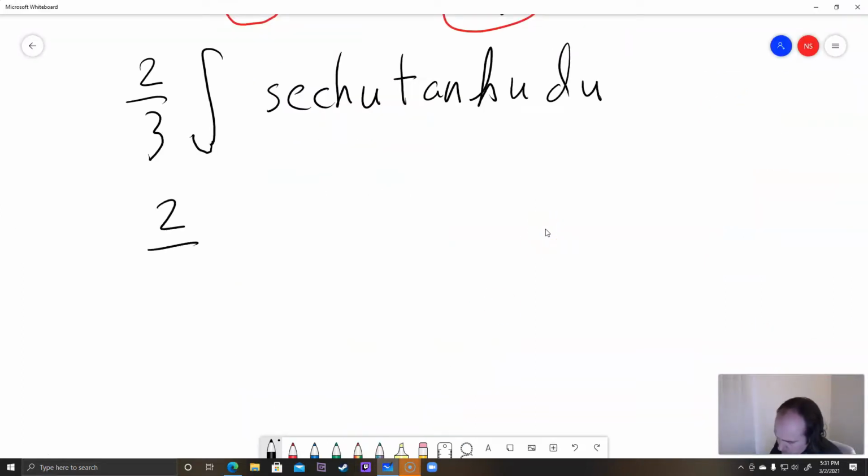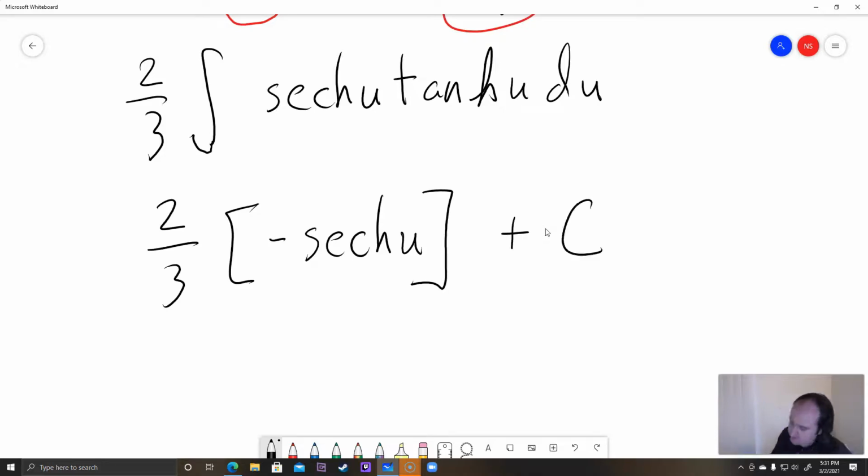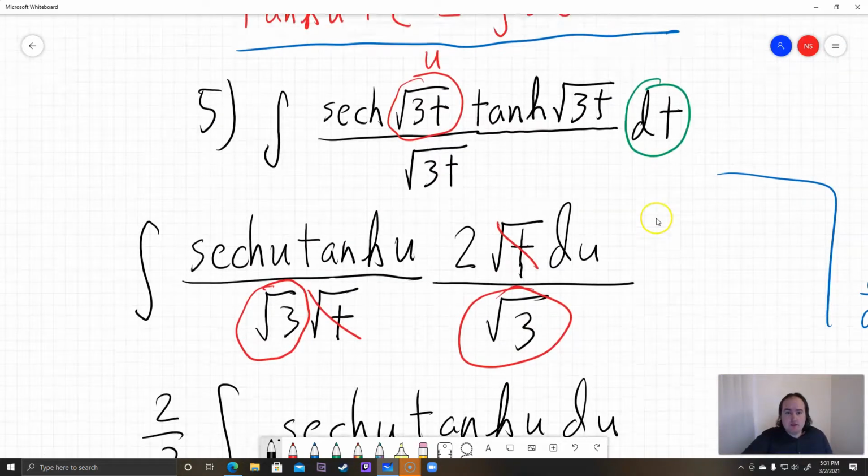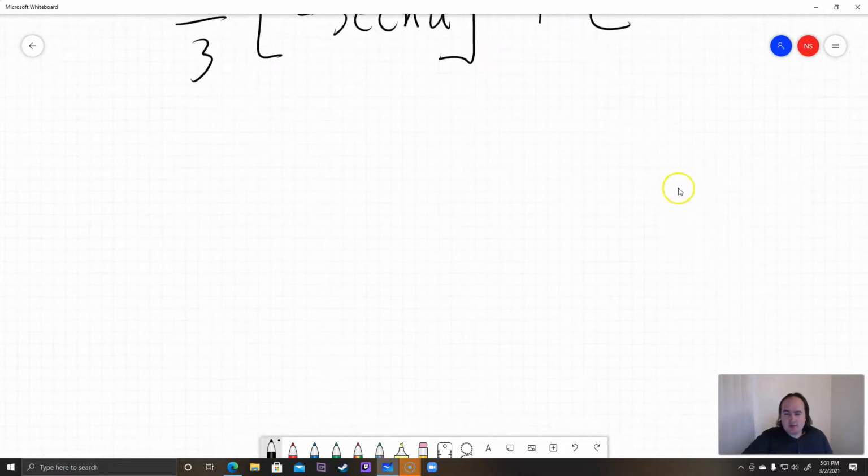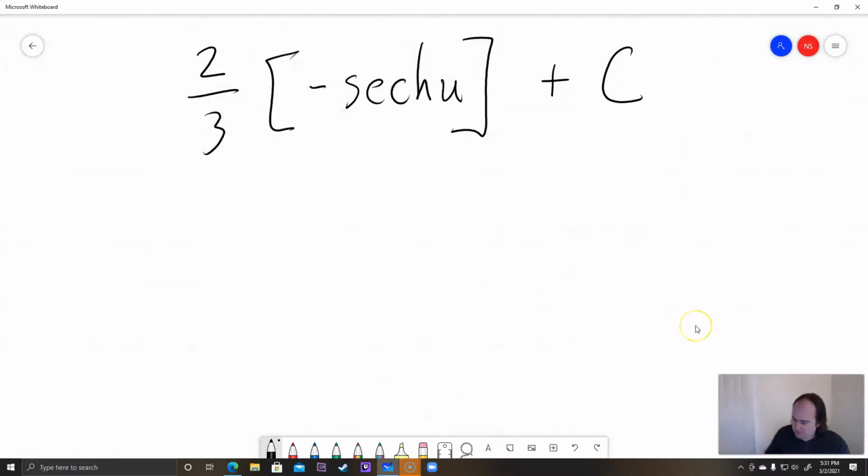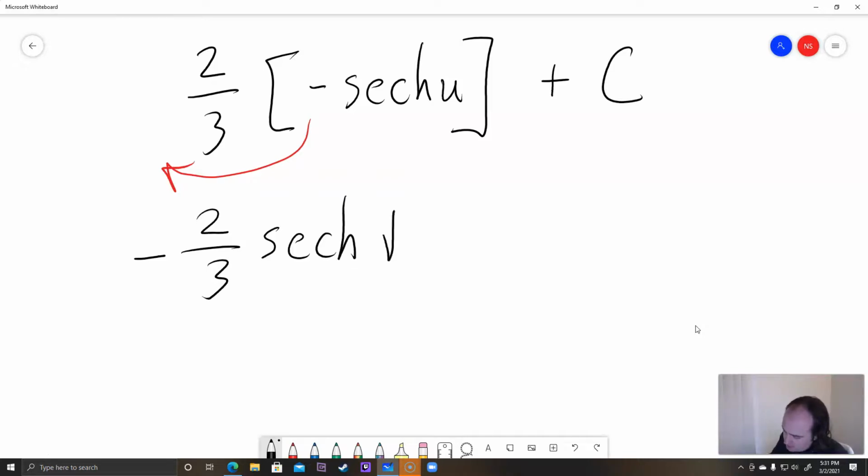Okay, so here we're going to have 2/3 times negative sech of u plus c. And then of course we have to plug back in the original expression for u. So in this problem, u was actually root 3t. And if we bring this minus out front, we're going to have negative 2/3 times sech of root 3t, since our u was root 3t, plus c.